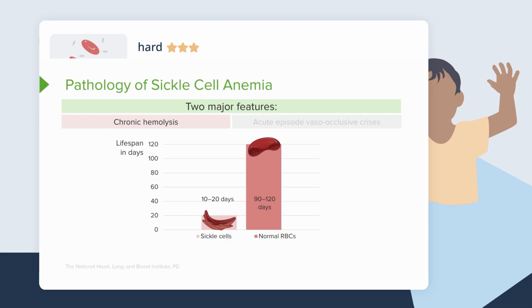A normal, healthy red blood cell lives about 120 days, but a sickled cell survives for only 10 to 20 days. The body is not able to reproduce new red blood cells fast enough to keep up with this rapid destruction of the sickled cells. This results in a chronic hemolysis and anemia.